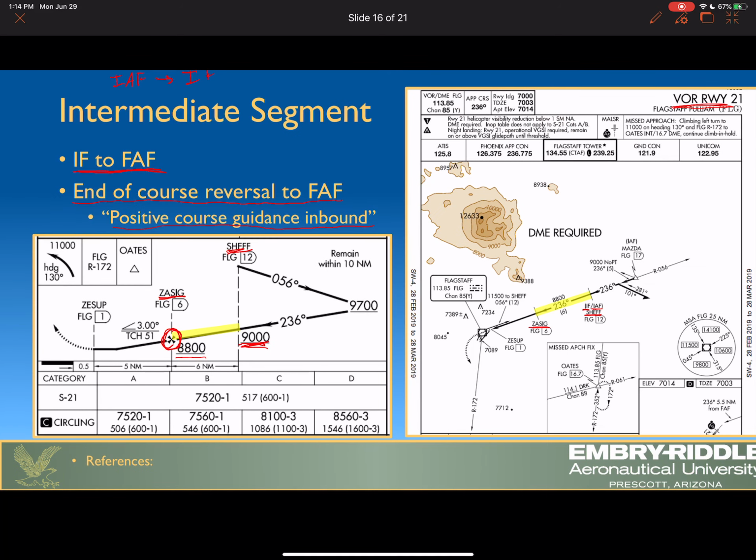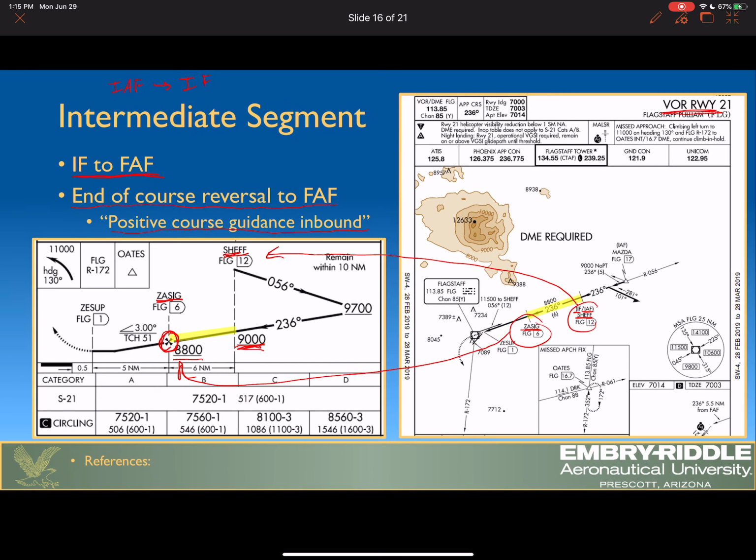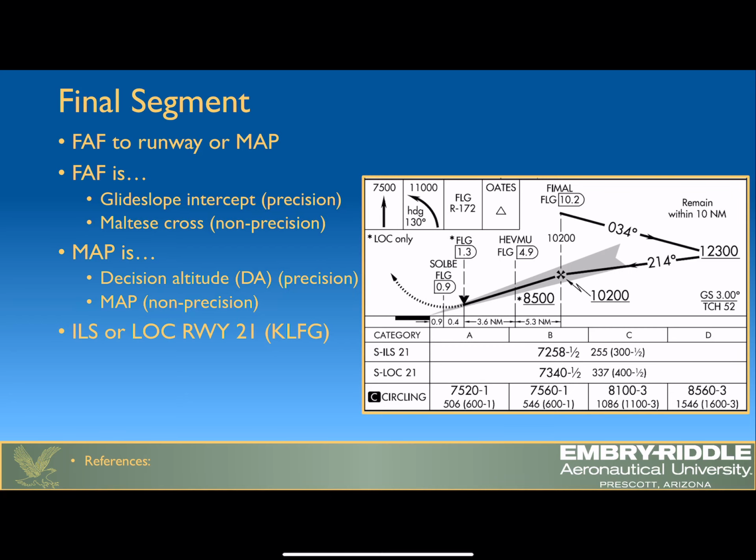So always draw the parallels. Try to figure out the different pieces, how they relate to the profile view, so you get a good idea of what you are doing for each portion of the approach. So that is the intermediate segment. And then after that comes the final segment. This is what takes you from your final approach fix down to the runway, if you're going to land, or to the missed approach point if landing is not an option, if runway environment is not in sight.